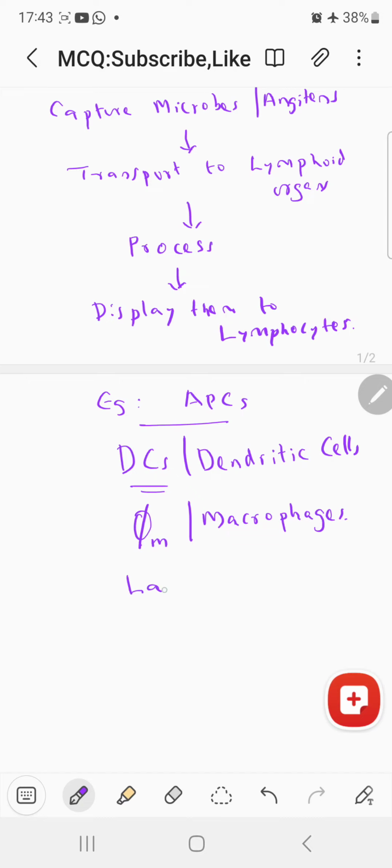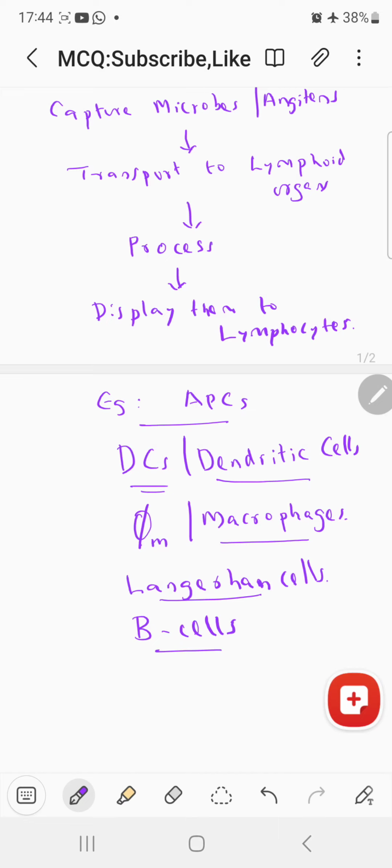Then another example of an antigen presenting cell is Langerhans cells. So they are also antigen presenting cells. Another example is B cells. So these are the very common examples of antigen presenting cells: dendritic cells, macrophages, Langerhans cells, and B cells. Out of these, if the question is which are the most efficient antigen presenting cells, the answer is DCs and macrophages.